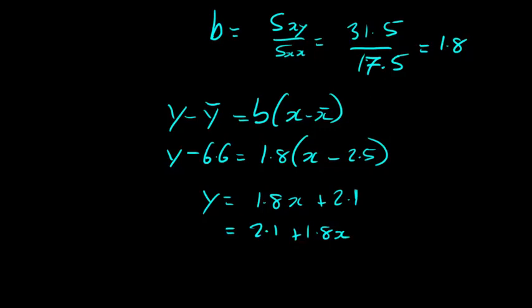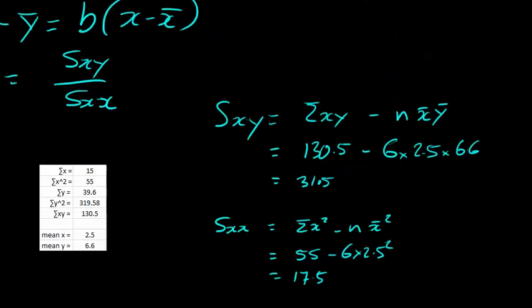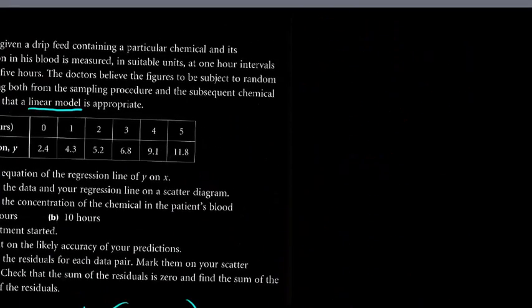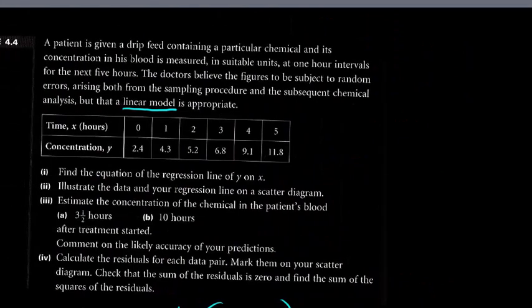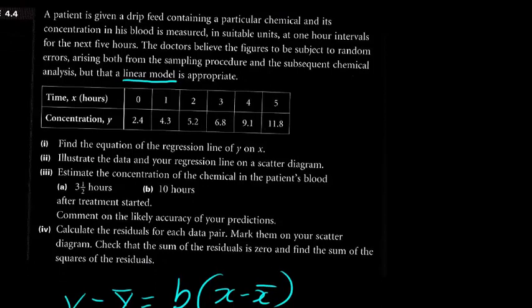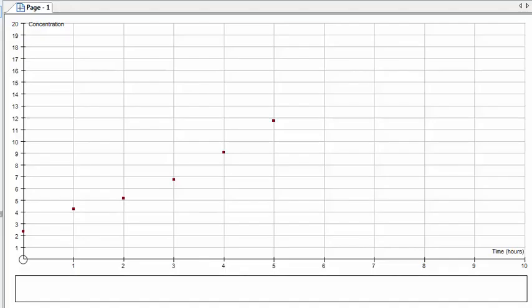So having done all of that, where's my question? All the way over here. The next bit then says, illustrate the data and your regression line on a scatter diagram. So to do that, I have prepared my Autograph. And sure enough, here is my diagram with all my points pre-inputted into Autograph. Obviously, you'd do this by hand, but it's not that difficult.